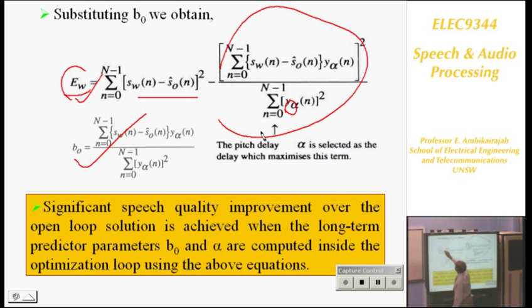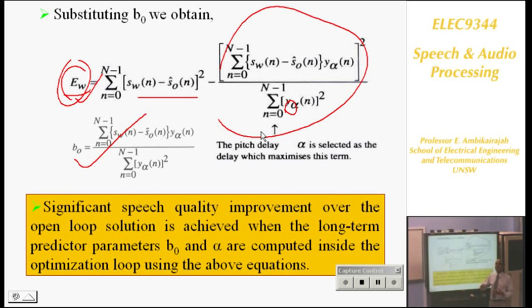Maximizing this is minimizing this. Error minimum for one particular alpha. So you will find, once you have found the alpha and B naught, those alpha and B naught that you have calculated, most of the time alpha will be the same, but the B naught will be different using this method, which is called the closed loop method, compared to the open loop method. Open loop method B naught is different from this.